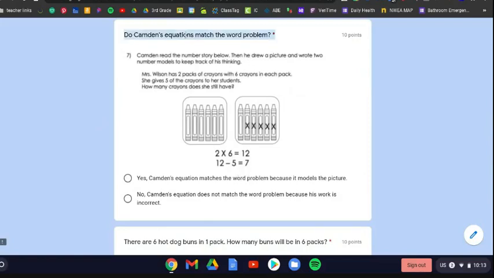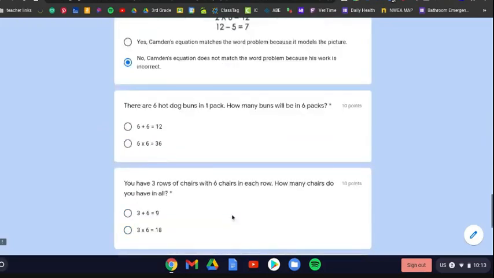Do Camden's equations match the word problem? Yes, Camden's equations match the word problem because it matches the picture. Or no, Camden's equation does not match the word problem because the work is incorrect. 50-50 shot, yes or no. Click in the white and go down.